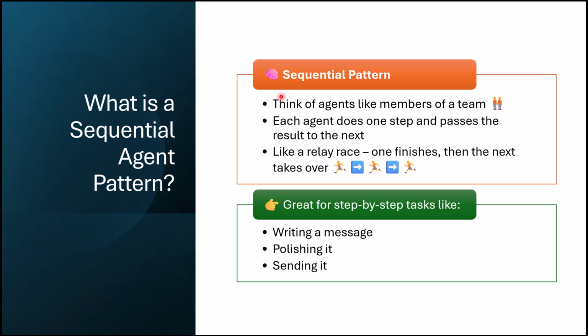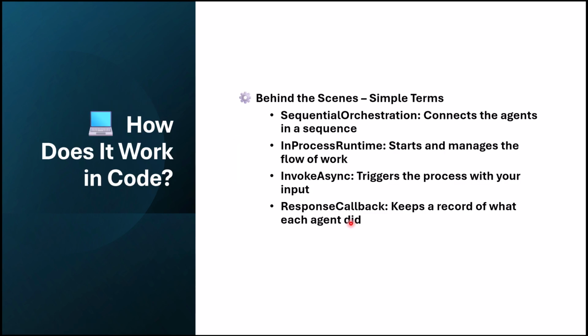So how do we implement the sequential agent pattern in Semantic Kernel? Now let's look at how this works behind the scenes in a simple way. First, we use something called a sequential orchestration to organize the agents in the correct order. So in your project, however many agents you are using, and the sequence they will go in, you have to specify in the sequential orchestration class.